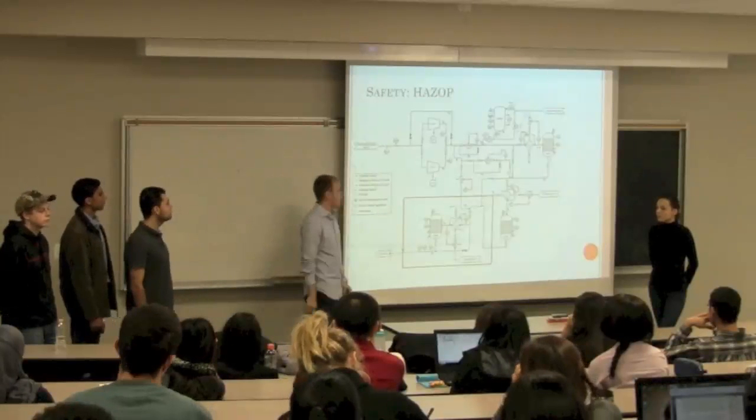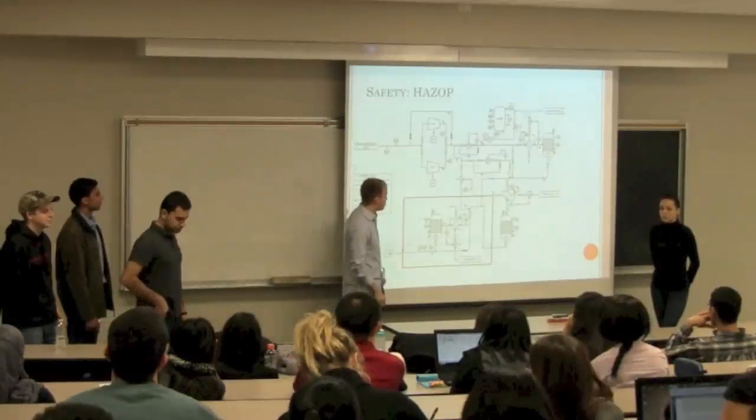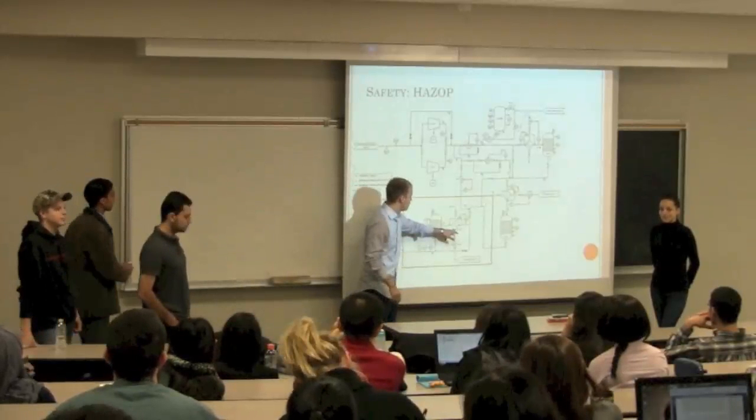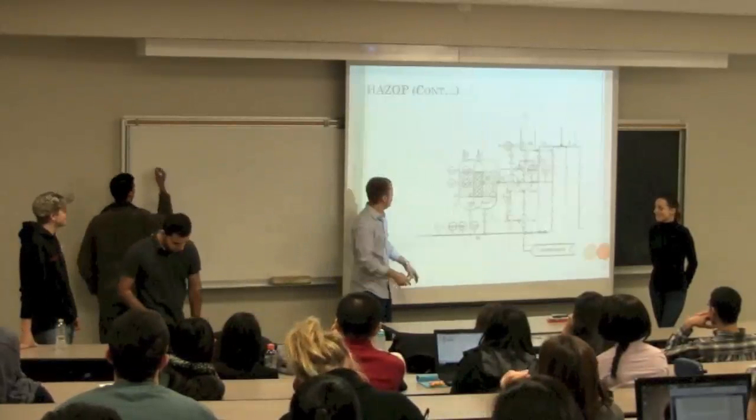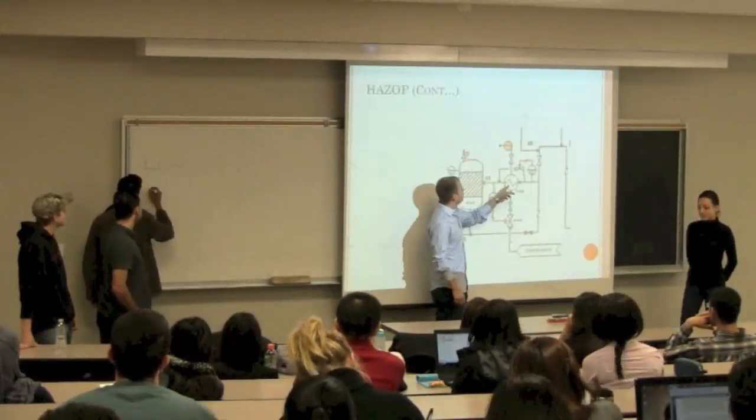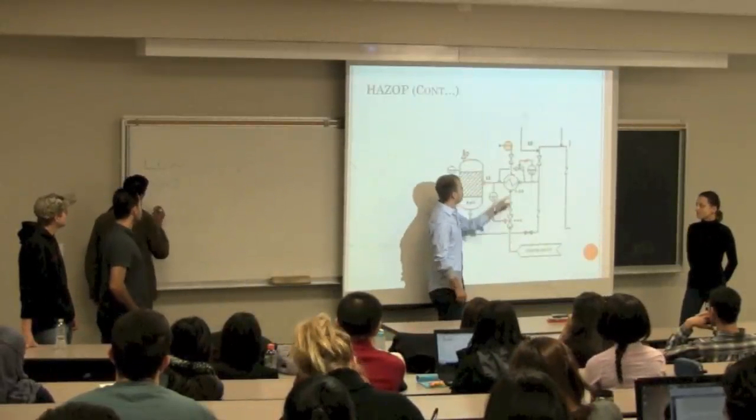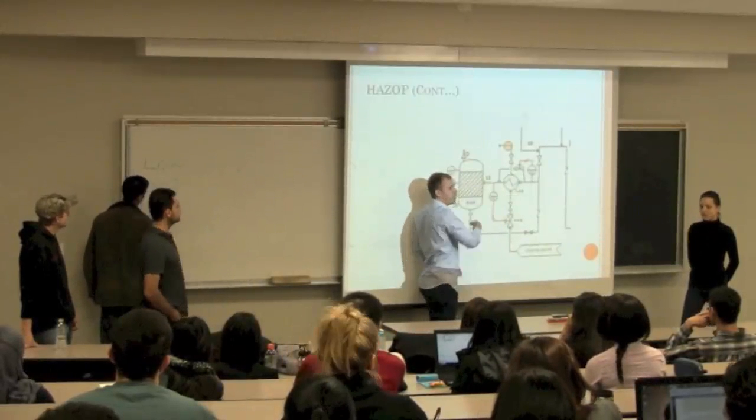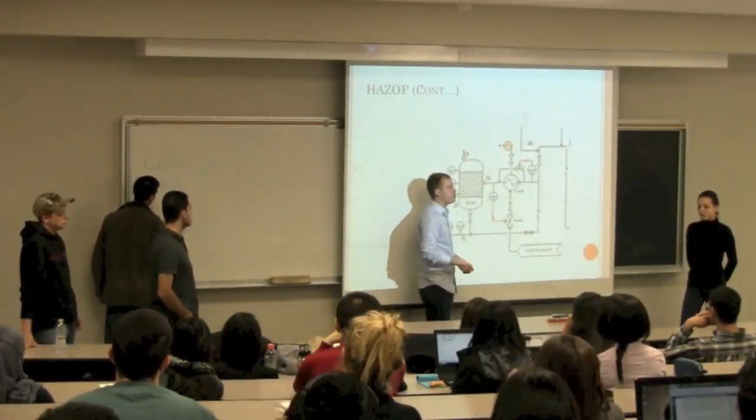So I guess I'm doing the HAZOP part. We should do the HAZOP on this heat exchanger here, which you can see blown up. This actually feeds cooling water and produces high pressure boiler feed water in order to cool the feed going to every reactor, because of course the reaction is exothermic.